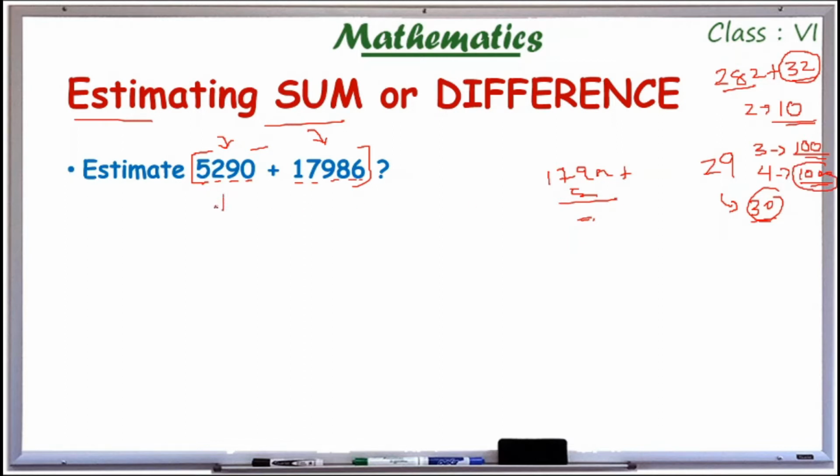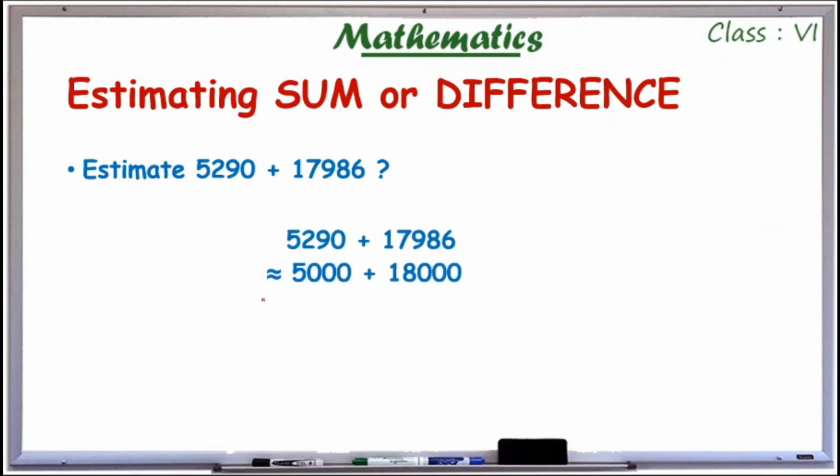So first of all, I estimate this to the nearest 1000. Therefore 5290 is approximately 5000. You look at the hundreds place, which is less than 5, so you round down to the previous 1000. 17,986 I can estimate to 18,000. So the sum will be 23,000. This is how we estimate.